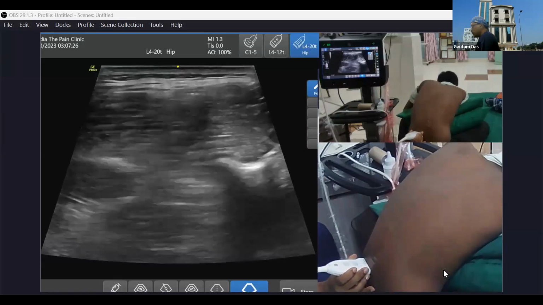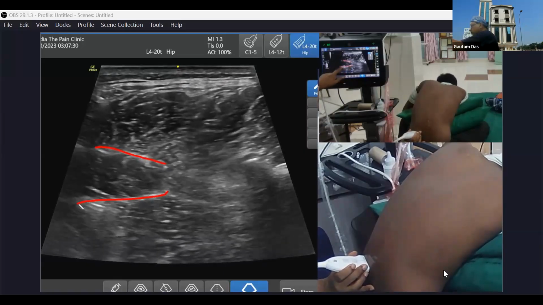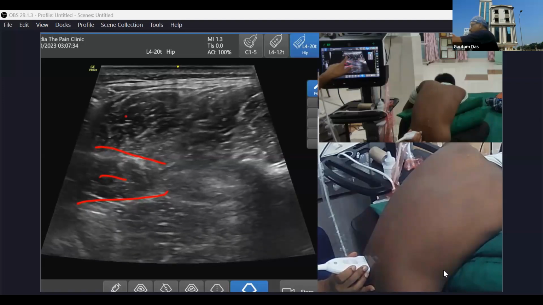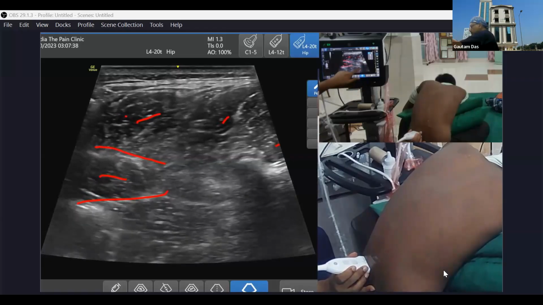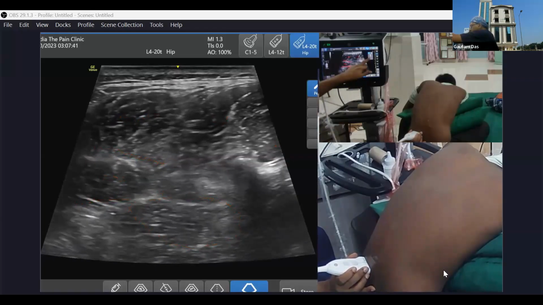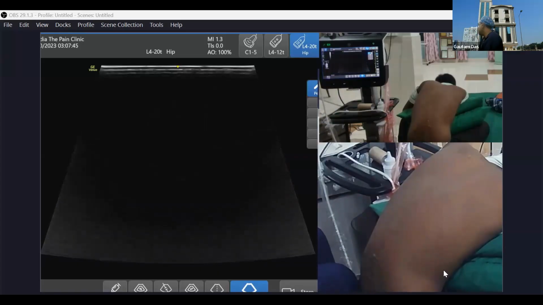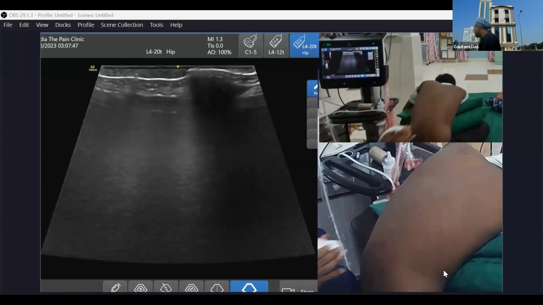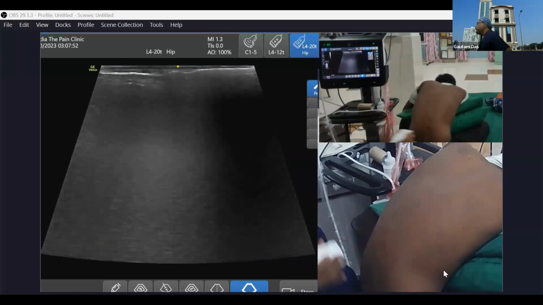Okay, and if I'm coming more laterally, this is your QL. These are two layers of the thoracolumbar fascia. This is your QL muscle. These are all the iliocostalis, longissimus, multifidus muscles, and here is your psoas muscle. Okay, is it clear to everybody? Wish to see anything again?